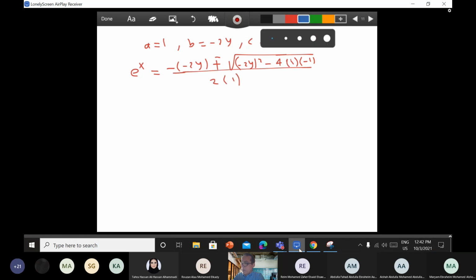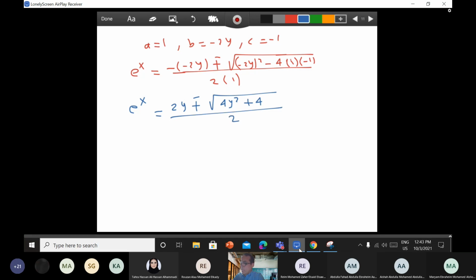Now e to the x will equal to, this minus minus will be 2y plus or minus the square root of minus 2y squared, which is 4y squared, minus minus will be plus 4, over 2. I can take 4 as a common factor from here, so I get it outside. When you have 4 outside the square root, it will be 2.